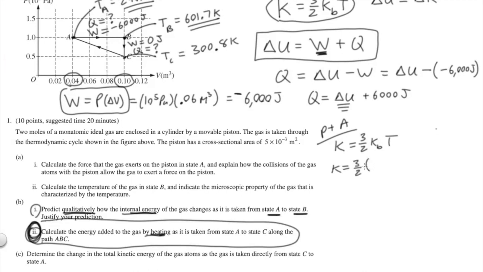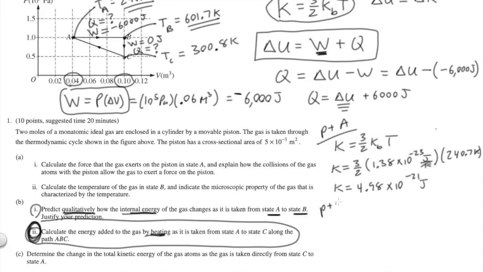Now the Boltzmann constant is 1.38 times 10 to the negative 23, and that's joule per Kelvin. Temperature at point A is 240.7. So Kelvin cancels, and we find that the kinetic energy of a single molecule at point A is 4.98 times 10 to the negative 21 joules. Okay, that's for a single molecule.